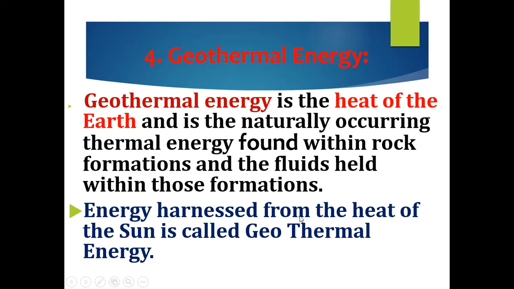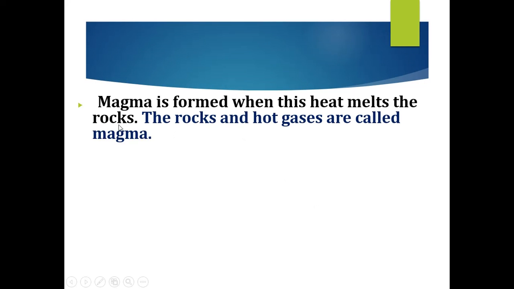So the energy obtained by the earth from the heat of the sun is called geothermal energy. When the earth receives the heat, it makes the rocks present in the earth get heated. Yes, when this heat melts the rock, the rocks start to melt. When the rocks start to melt, magma is formed. Magma is formed when this heat melts the rock, and the rocks and hot gases generated in the earth are together called magma.